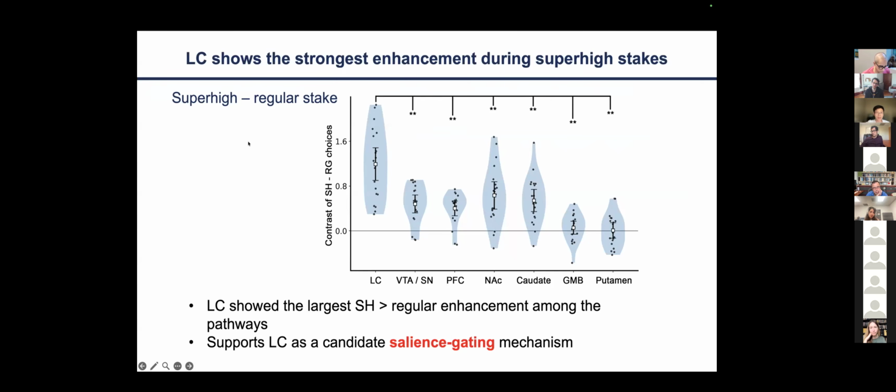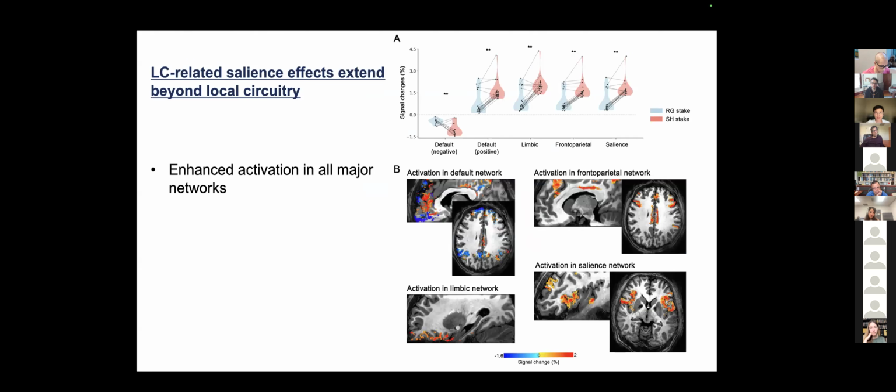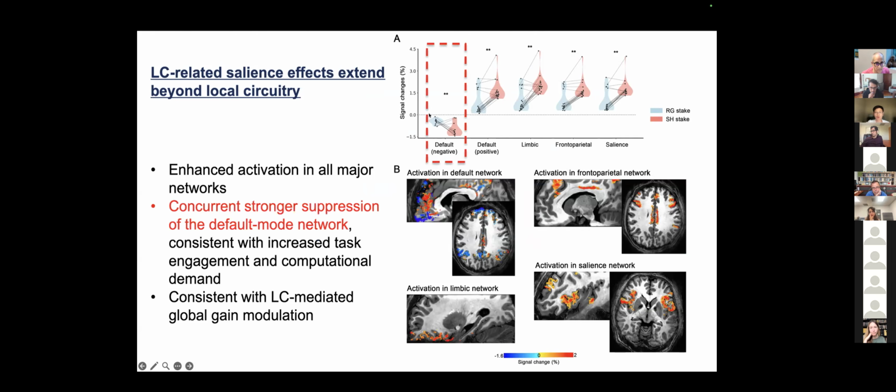So this is the decision-making pathway only. Actually, this effect could extend beyond the local decision-making pathway to a global brain system level. So we also compare the super high stake with regular stake. In all those major networks, from the default mode to the parietal and limbic salience, super high stake basically enhances all the activity because of the salience effect. And more interestingly, in the default mode network, we also saw a concurrent stronger suppression.